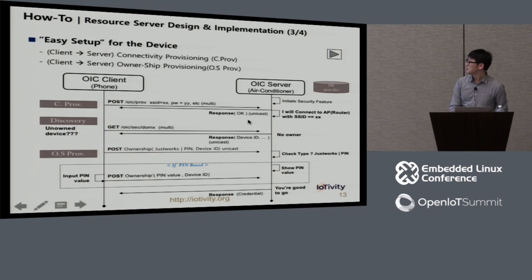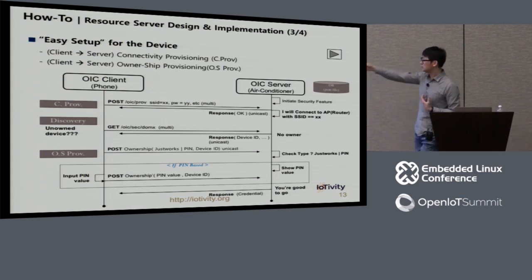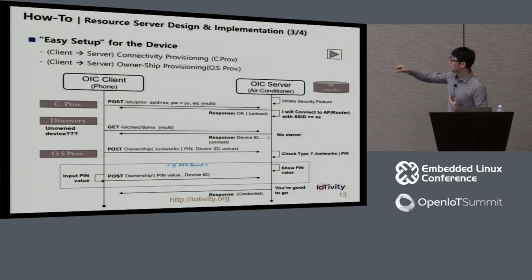After that, a client can send the ownership to this device, meaning, okay, from now on, I want to own this device so that no one else can use this device but me. How do you do it? You have to send: okay, I'm the client. I want to make you my device.